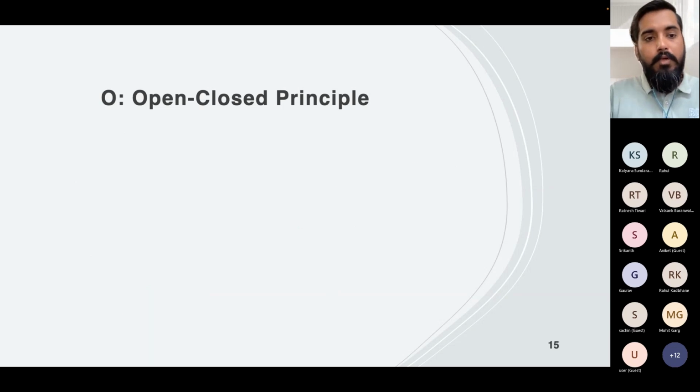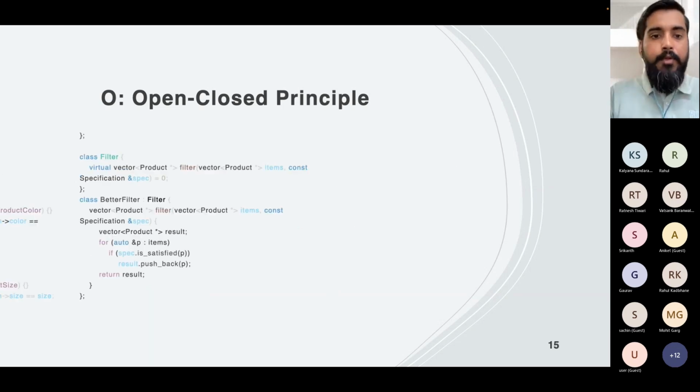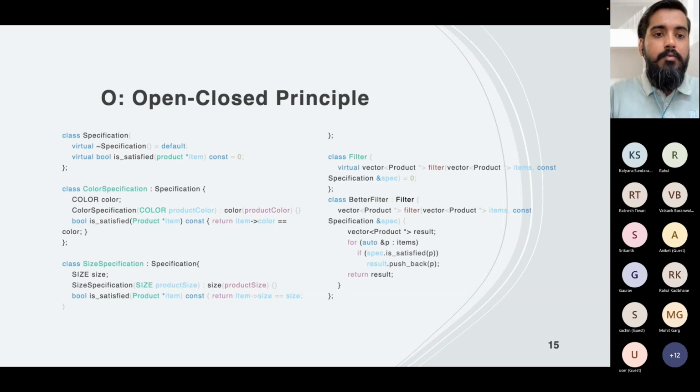So what is the better way? In my view, I will add one specification abstract class, and it will have an is satisfied method, and I will derive my filter-specific classes from this, like color specification.